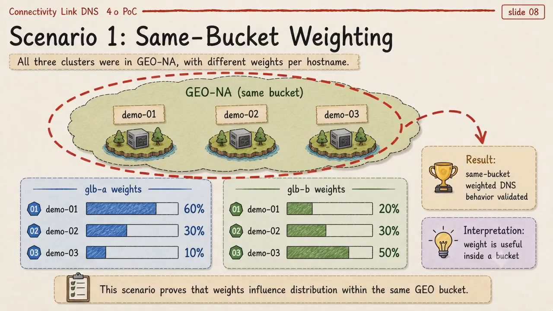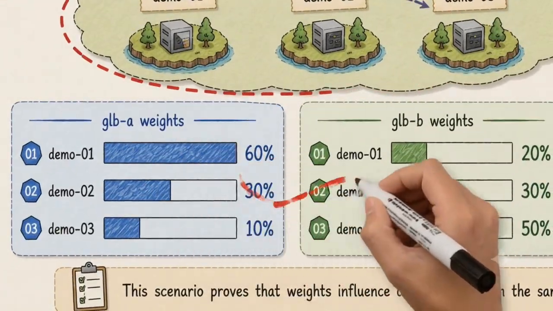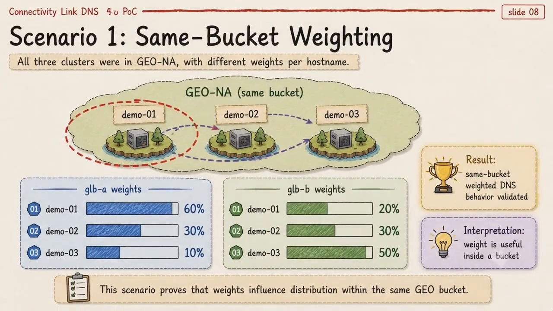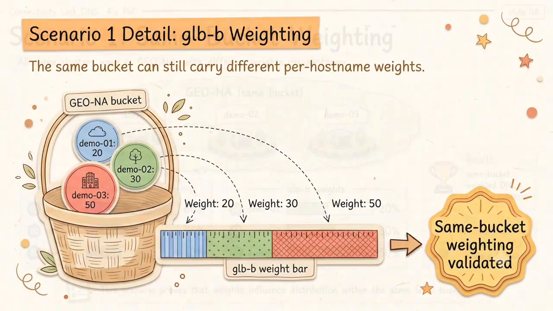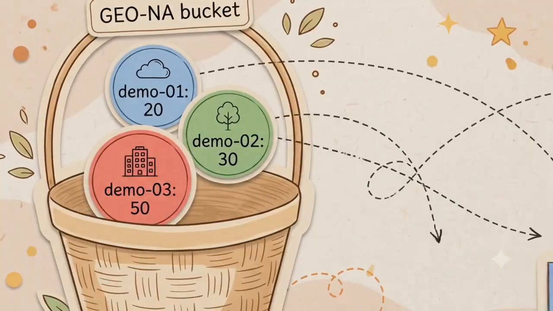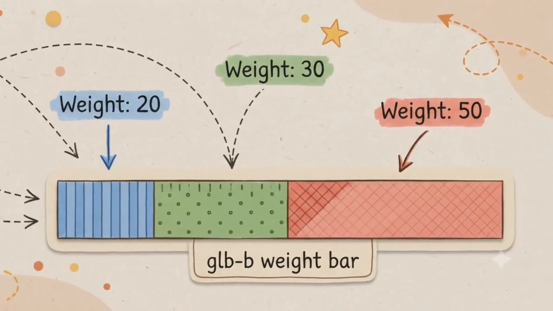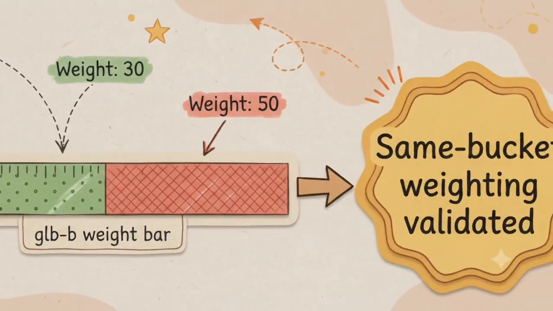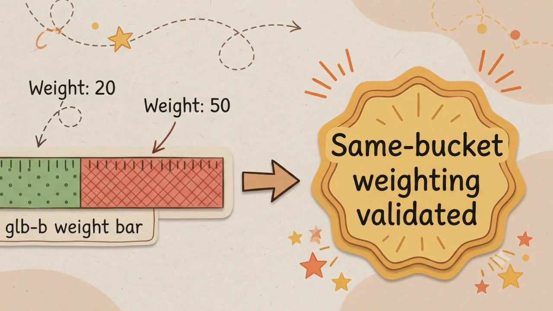Scenario 1 evaluates same bucket weighting. These 3 clusters are in GONA, with different weights per hostname. This proves weights influence distribution within the bucket. As you can see, the exact same bucket can carry different weights. Here, we have weights of 20, 30, and 50 for our hostnames. This validates our same bucket weighting.